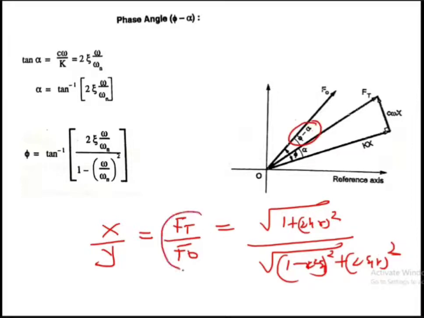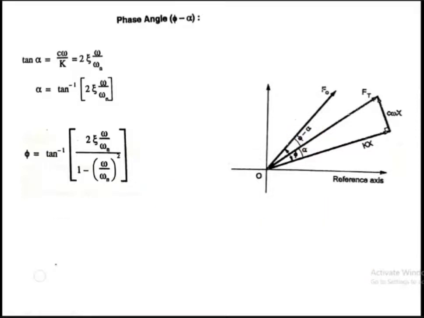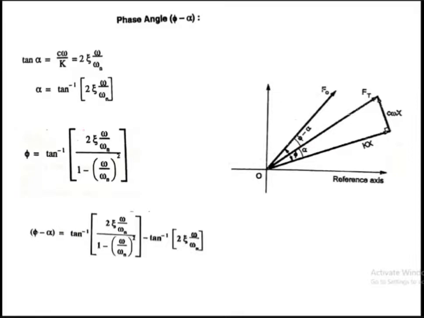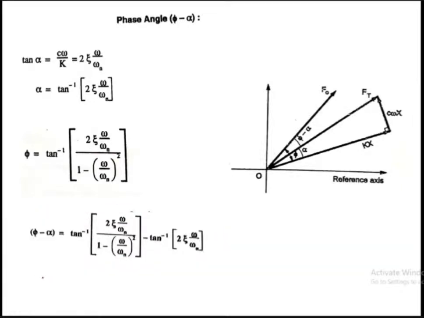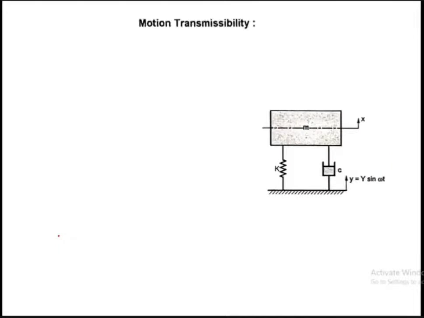So the phase angle for the force transmissibility will be the same as the phase angle for the motion transmissibility. And motion transmissibility is nothing but the forced vibration due to the excitation of the base or support. I hope it is clear to all of you. So finally, what I am getting is phi minus alpha, which is phi minus alpha equals tan inverse of 2 zeta upon so and so. I hope it is clear to all of you.